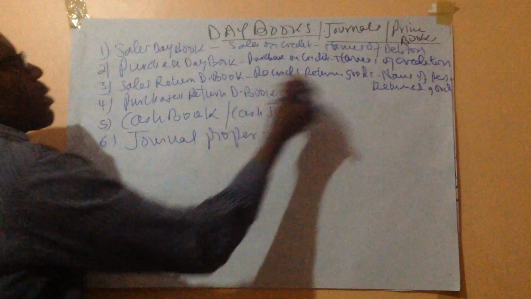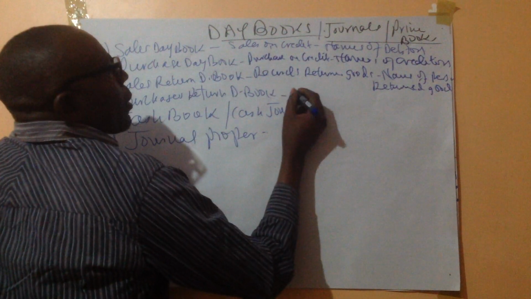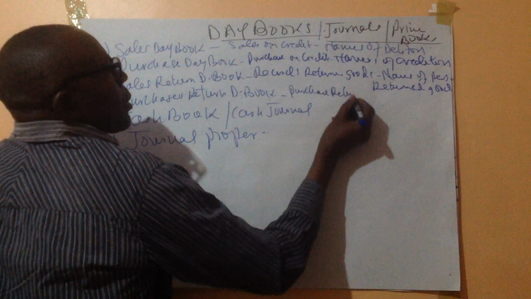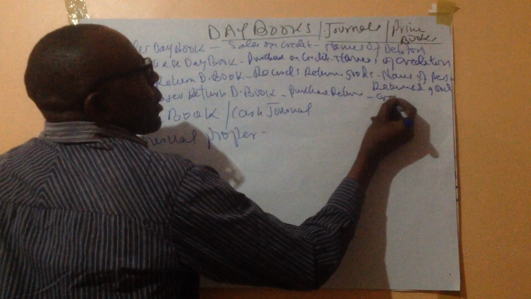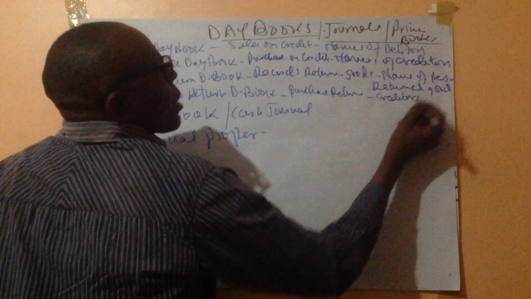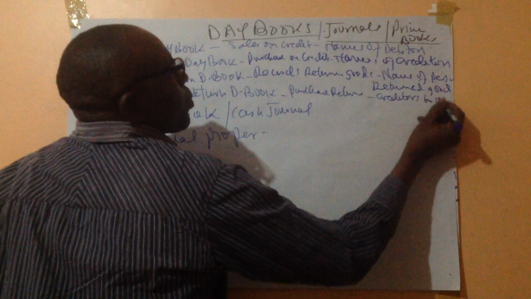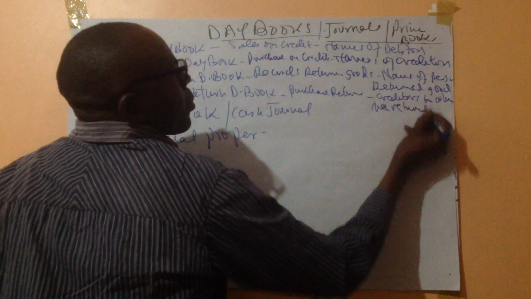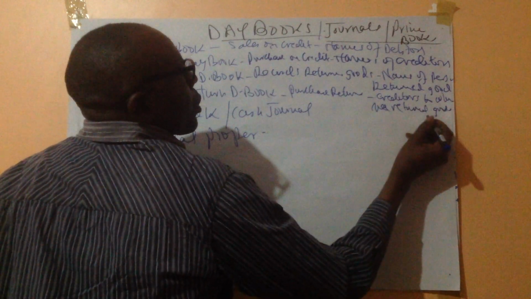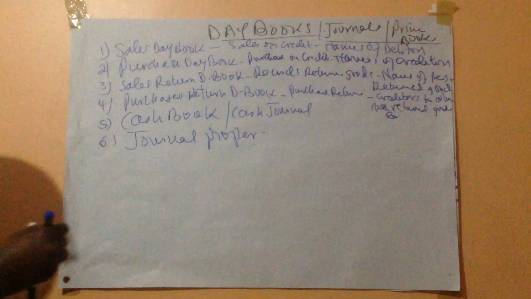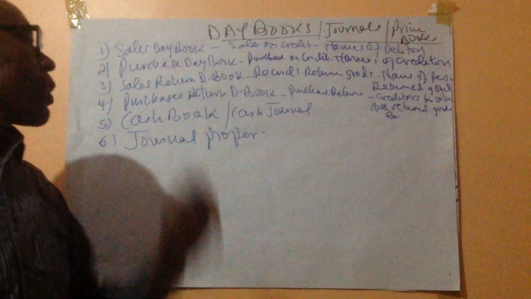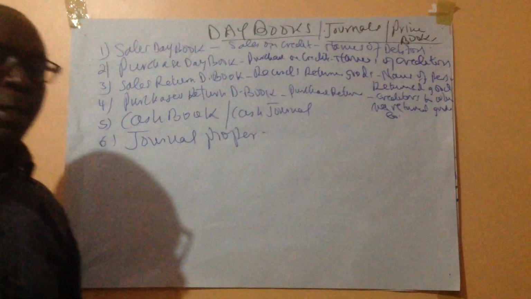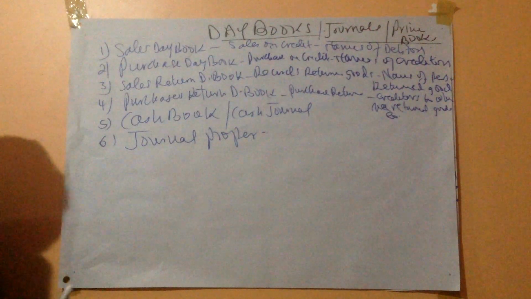Now we have the purchases return daybook, just the opposite of the other one. This one records the purchases returns, and normally the names of the creditors to whom we return goods. So when you return any goods to some of the suppliers, you should record them in the purchases return daybook. It is also referred to as return outwards.